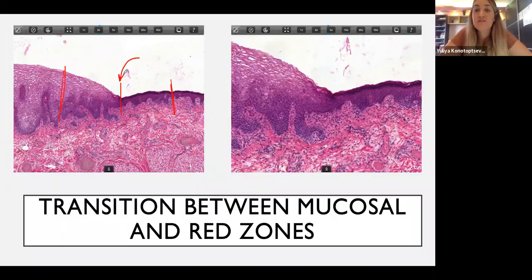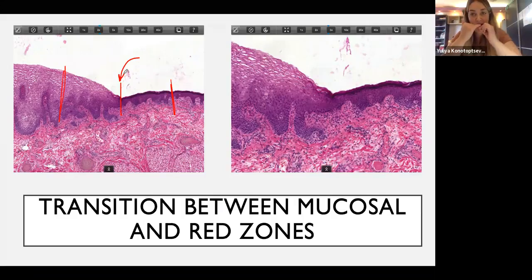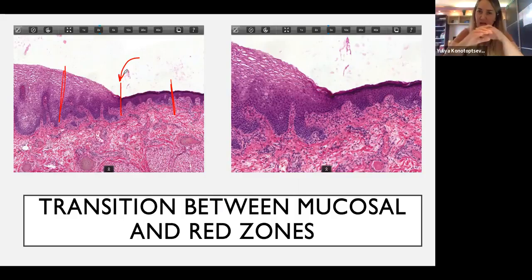Okay, so after this lesson, go to the mirror, pull your lip down like this, and you're going to see that the lining mucosa is shiny, has a very shiny appearance, while your red zone is matte, so it has no shine to it whatsoever, and between them there's literally a line. So this line is right here. There is something which is called the vermilion border.